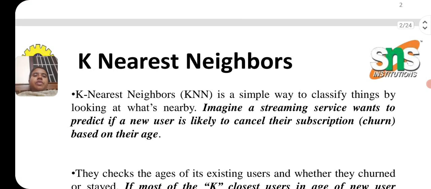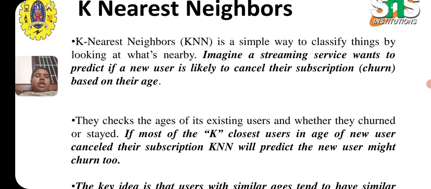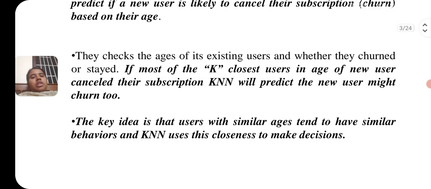K nearest neighbors, KNN, is a simple way to classify things by looking at what's nearby. Imagine a streaming service wants to predict if a new user is likely to cancel their subscription, which is churn, based on their age. They check the age of existing users and whether they churned or stayed. If most of the k closest users in age to the new user cancelled their subscription, KNN will predict the new user might churn too. The key idea is that users with similar ages tend to have similar behaviors, and KNN uses this closeness to make decisions.